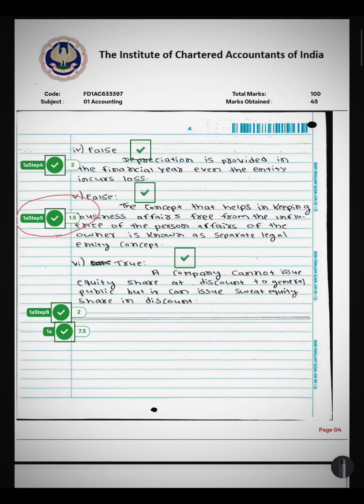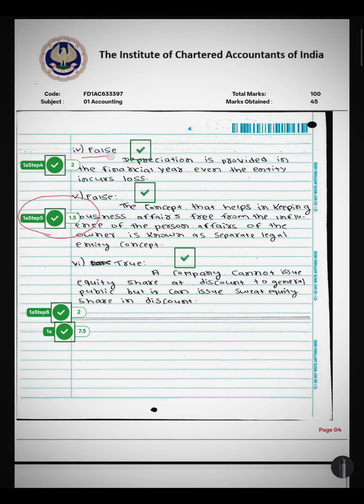So it means you can understand that concept clarity is very important. If you write your answer to the point, then you will be able to score full marks. Even if you write a long description, if you didn't write to the point, then you may not be able to score good marks. Like you can see here in number 5, even though I wrote 4.5 lines, I was not able to score 2 marks.